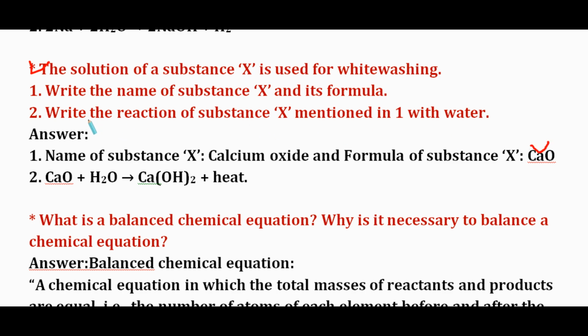Now, another question for this is write the reaction of substance X mentioned in 1 with water. This is calcium oxide and H2O is water. They form Ca(OH)2 plus heat.